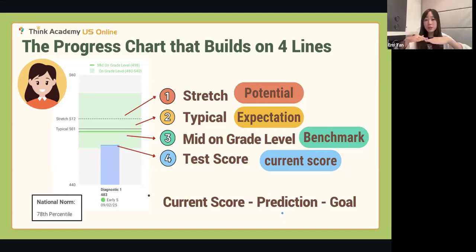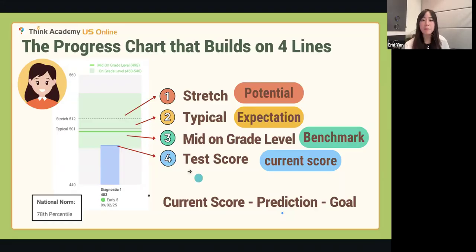So this one typically tells you what our expectation is. You're going to reach this level by the end of grade 5. But if you work harder, practice more problems, and do harder ones, then you can reach this potential. So this line here: if you practice harder, maybe you will get more than 501. You will get 512. So this is more like an ambitious but attainable goal for you, and it's still predicted by the iReady.